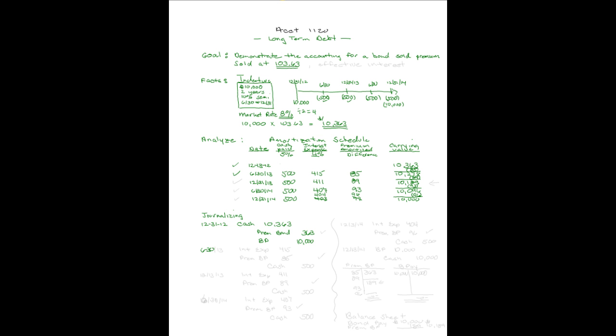On 6/30/2013, we're going to have some interest expense. We're going to amortize some of the premium on our bonds payable, and we're going to write a check. We're going to write a check for $500 because we always write a check for $500. Interest, however, is at 4%, and it's $415. And the difference we're going to take out of that premium and use it to offset interest expense. Interest expense is not $500, that would be 5%. It's $415, that's 4%. And we've recorded that line, the amortization schedule. Let's move on to the next one.